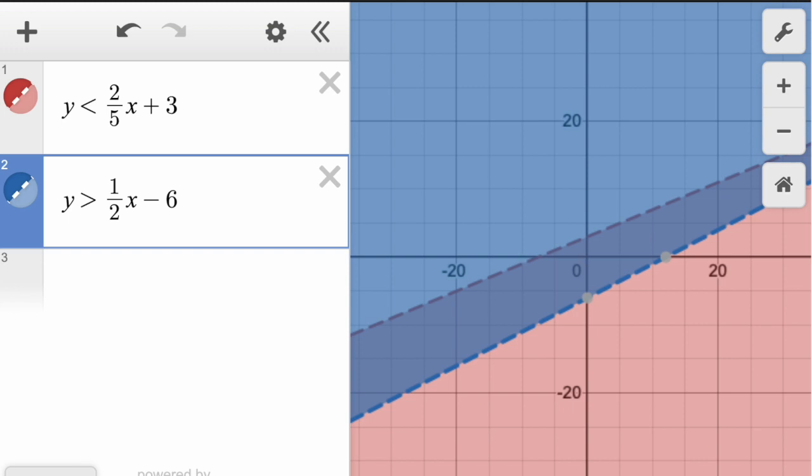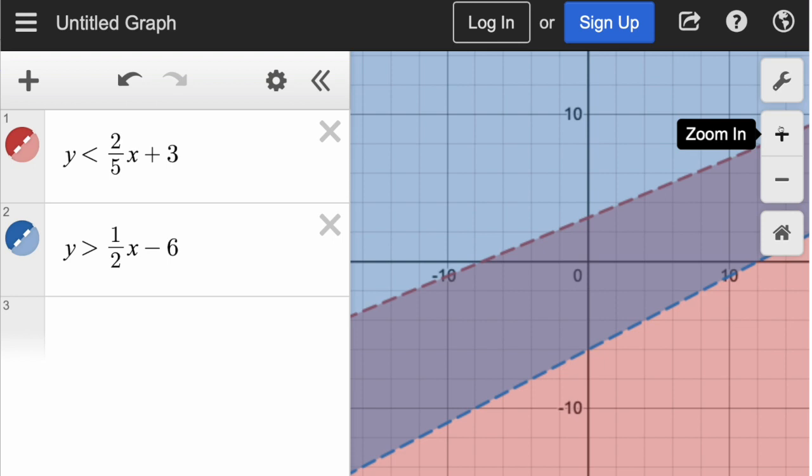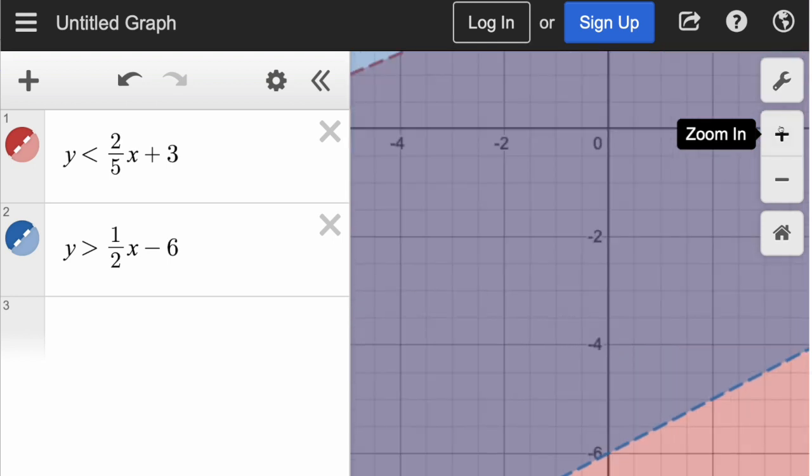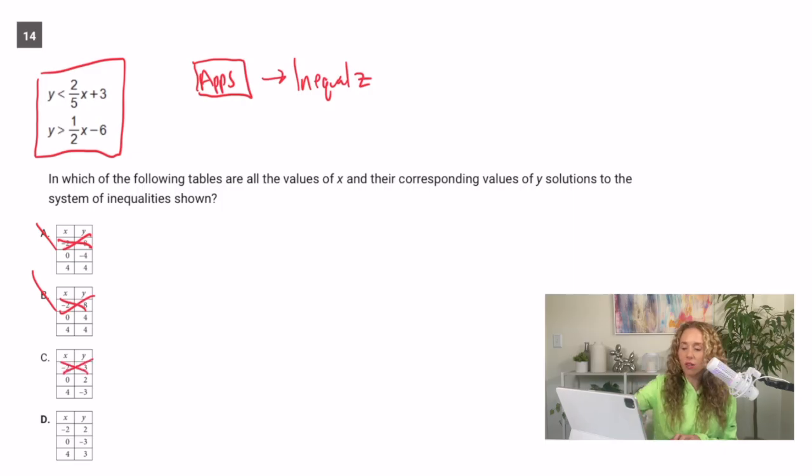So like when I graphed it in Desmos, and I'll show you guys right now on the screen, I could tell -2, -8 wasn't in the solution set. So I got rid of A and B. I could tell -2, 3 wasn't in the solution set, so I got rid of C. And then I just checked all the ones in D, and they all definitely were in there, so the answer was D. That is definitely the quickest way and the way that I would recommend doing it.